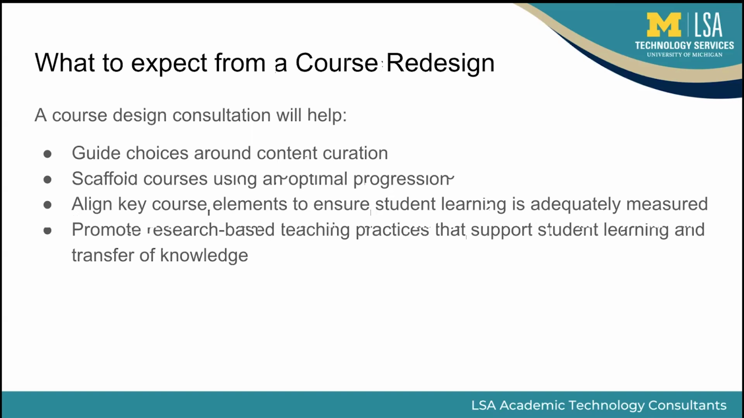And then we talk about this idea of alignment. The process of alignment starts by reviewing your course learning goals and objectives. So if you have those already set in your syllabus, we'll take a look. We'll make sure that you're happy with them, that they still align with what you want to be teaching students in that course.